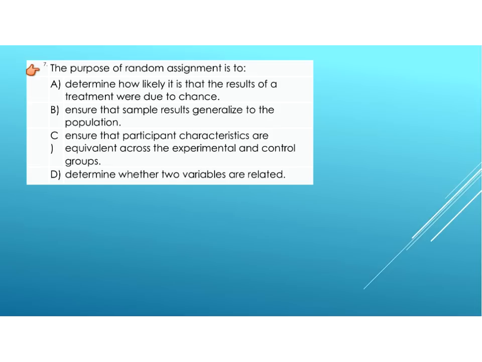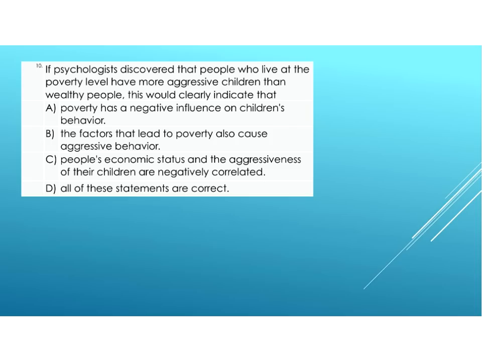The correct answer is C, because random assignment is about making the 2 groups in your study similar in every way. What is B about? What ensures that the sample results will generalize to your population? Not random assignment. What is that? Random sampling. Yep. Okay. So that's an important concept to hold on to, the idea of random assignment.